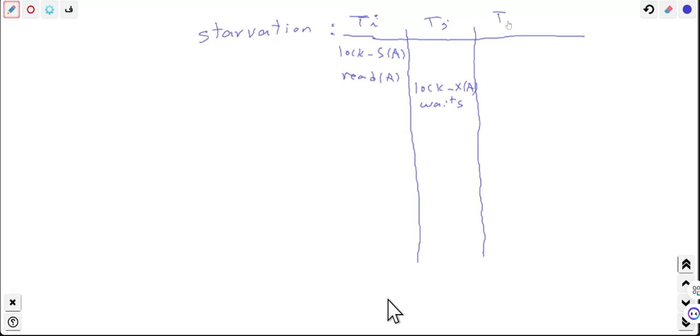Suppose we have another transaction TK. TK comes here and requests a lock S on A. Two shared modes are compatible. TI has an S mode lock on A, and TK also wants an S mode lock on A. There is no problem. These two locks are compatible, and this lock is granted, and TK can get the lock and read A.